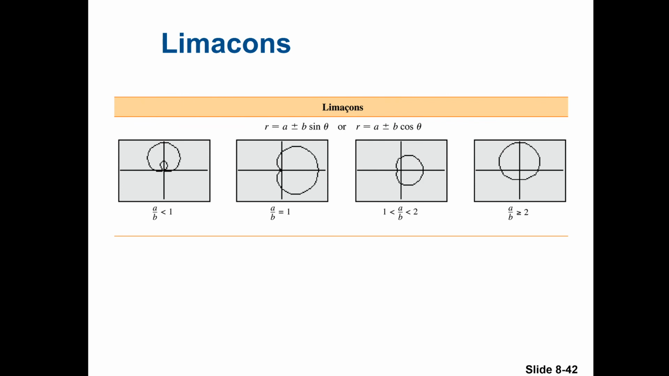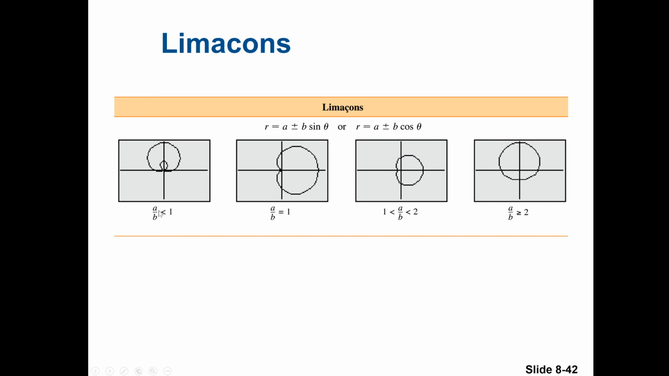And the rest of this, the limaçon, is something that we talked about already. If you see the structure r equals a plus or minus b sine theta, or r equals a plus or minus b cosine theta, you see the limaçon. When a over b is less than 1, there's an outer loop and an inner loop, and then the one without the inner loop is when a over b equals 1.